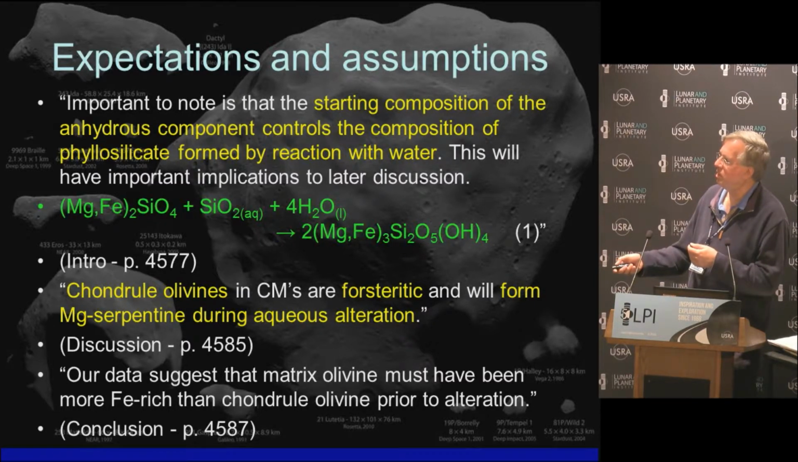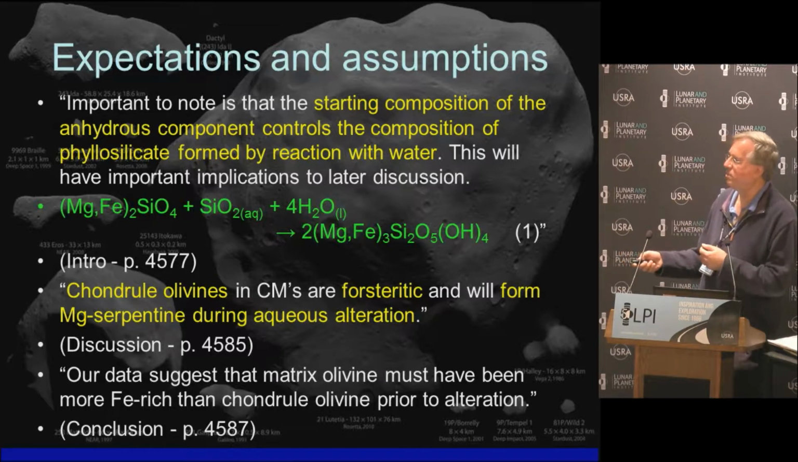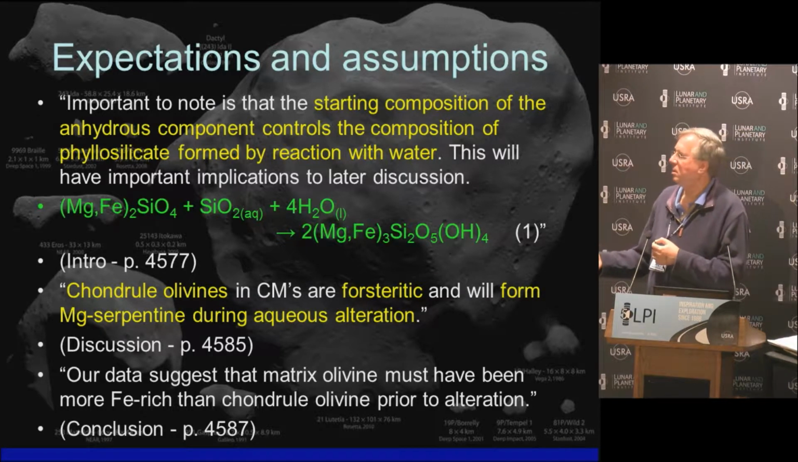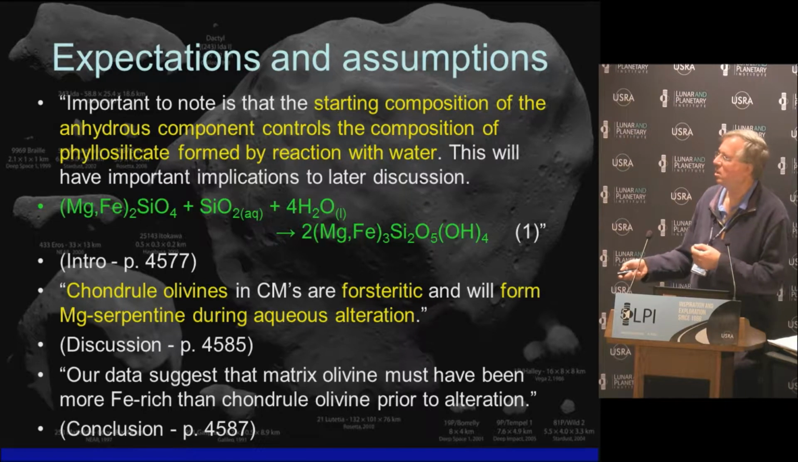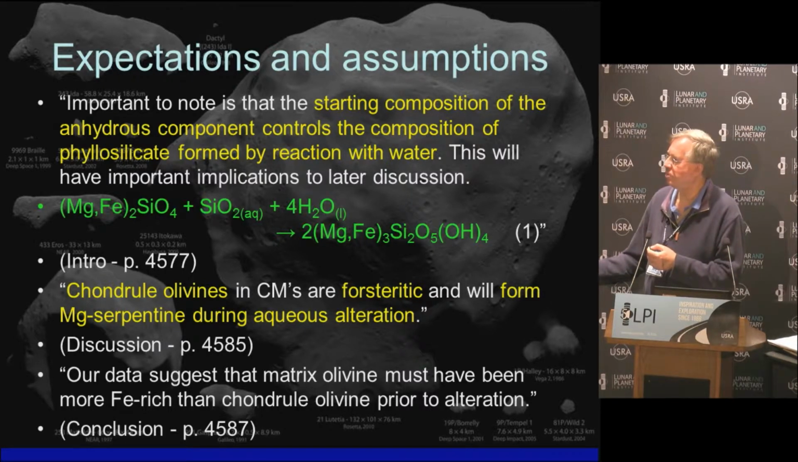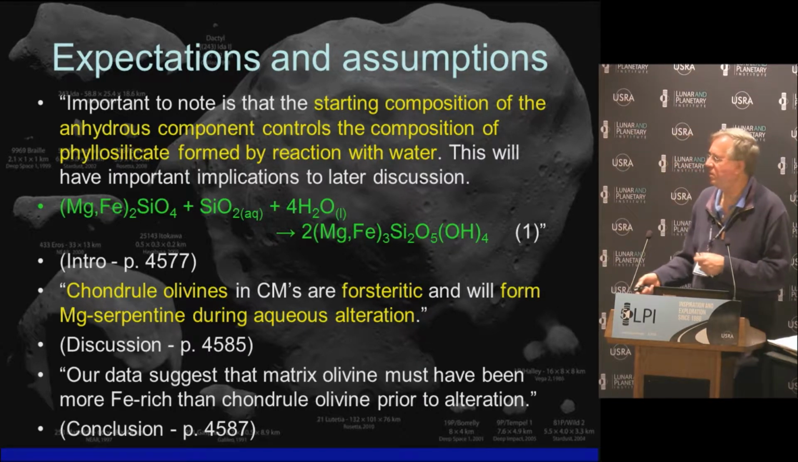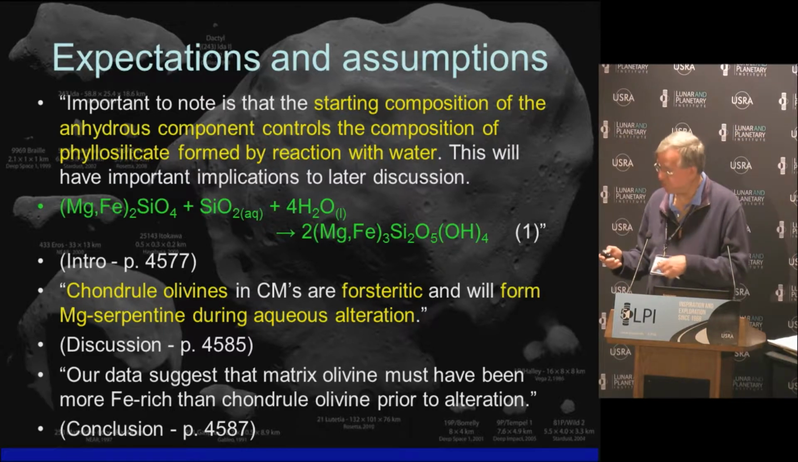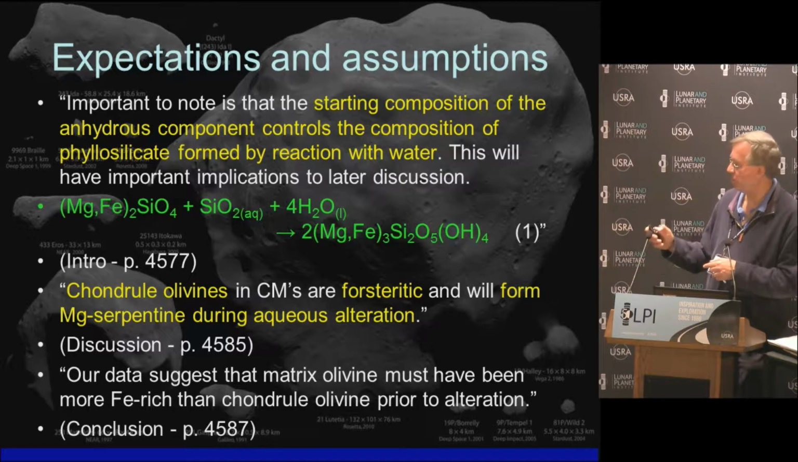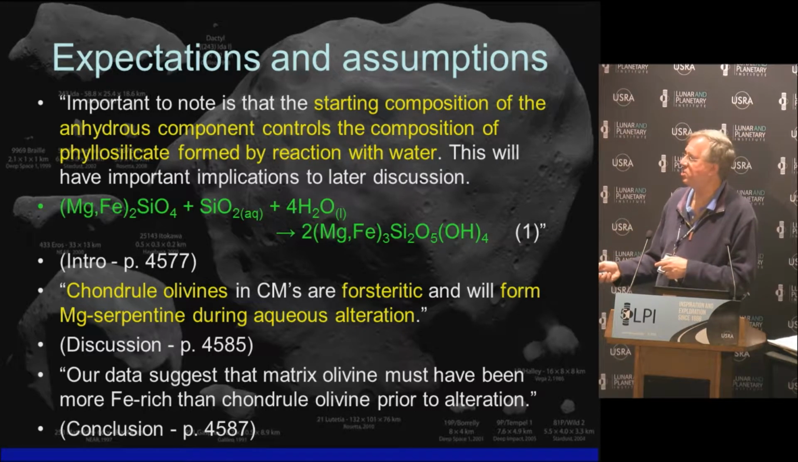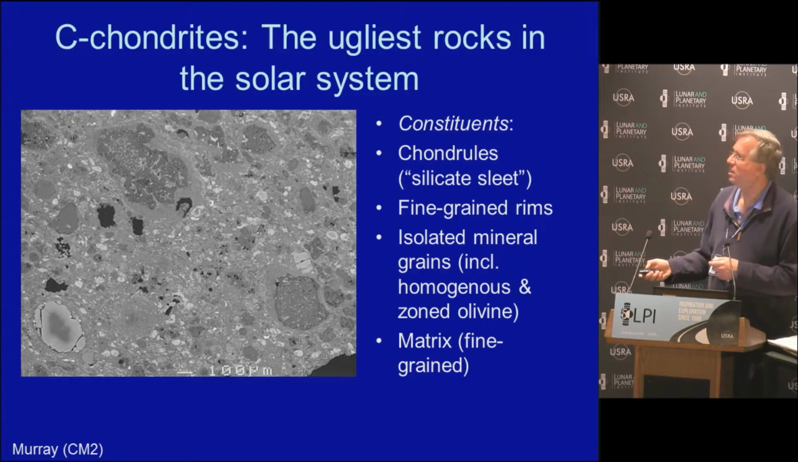That's in the introduction. In the discussion, without saying anything about it in the methods or results, they basically say in the case they're looking at, the chondral olivines are forsteritic, and therefore one will form a magnesium-rich serpentine, and that's in the discussion. And then they conclude the olivine. They infer from the composition of the serpentine what the olivine must have been. But that assumes these things here. Those are the expectations they went in with and the assumptions they went in with. We'll come back to that in a bit.